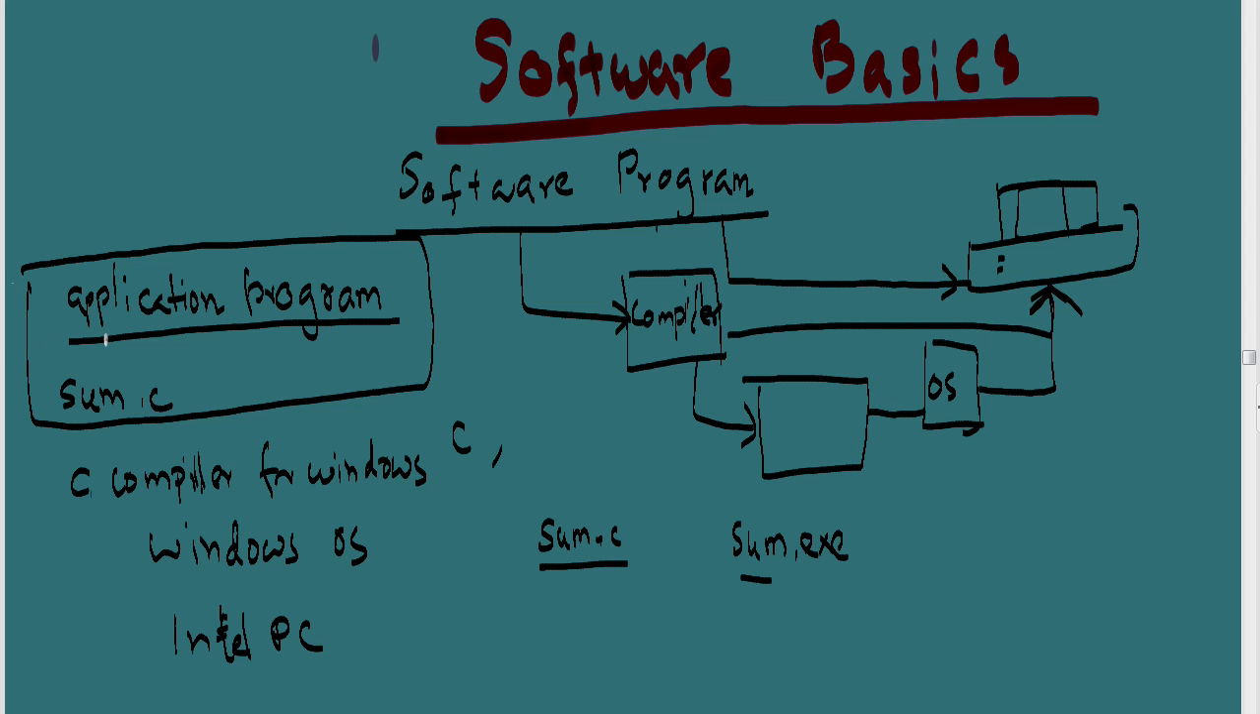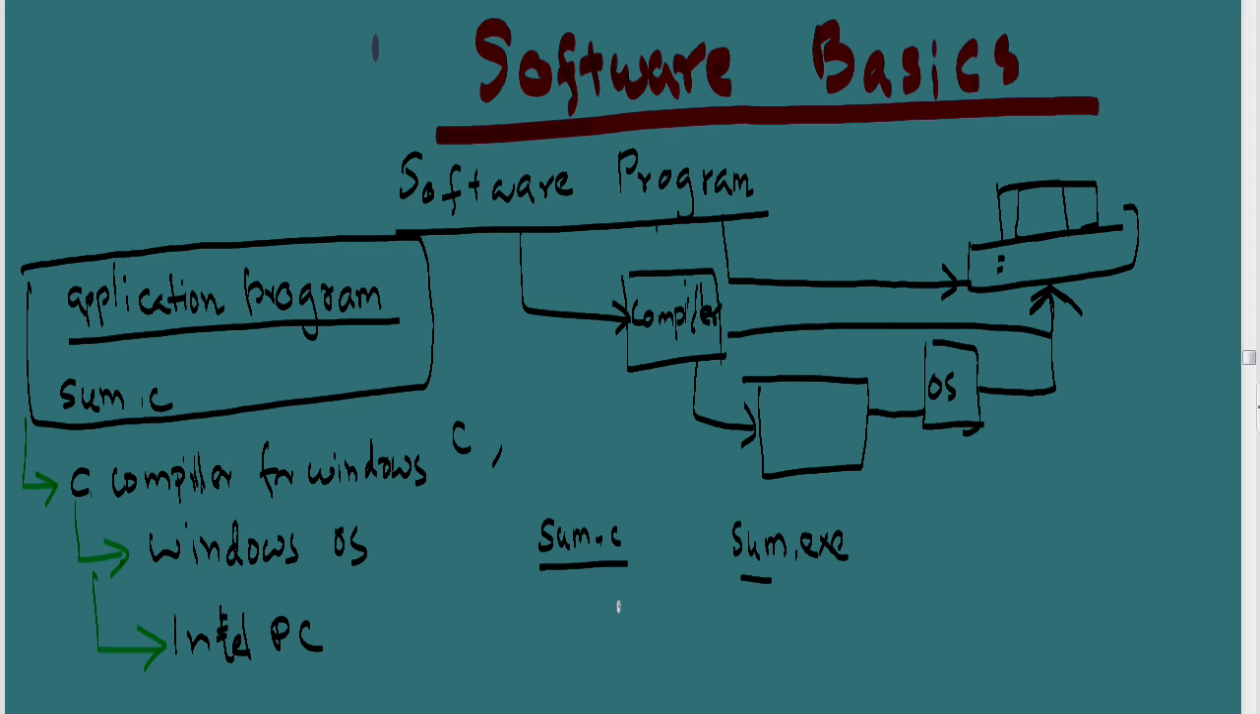So let's see. Then this would go to Windows, and then this would go to Intel PC. So that's sort of the flow. I think that gives you a good idea.